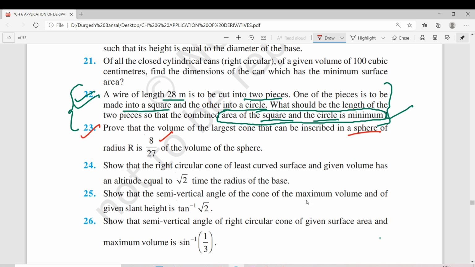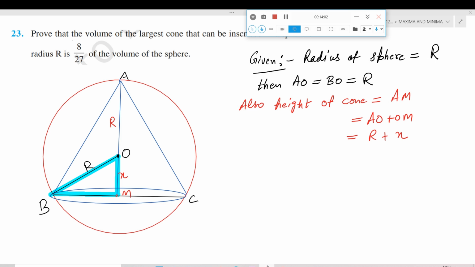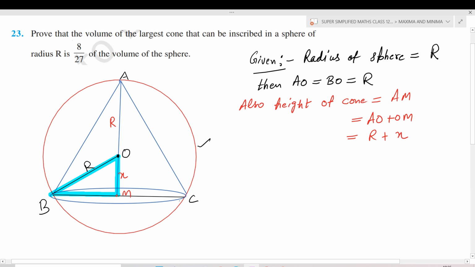So it is given that the radius of the sphere is R. Then look at this figure. You can see ABC is the cone inscribed in this sphere. The center of the sphere lies on the line AM, and we have assumed that capital R is the radius of the sphere, and it's a given quantity. Given quantity means it is a constant quantity. So now let us try to make use of this constant quantity. We join O with B. This is also going to be capital R.